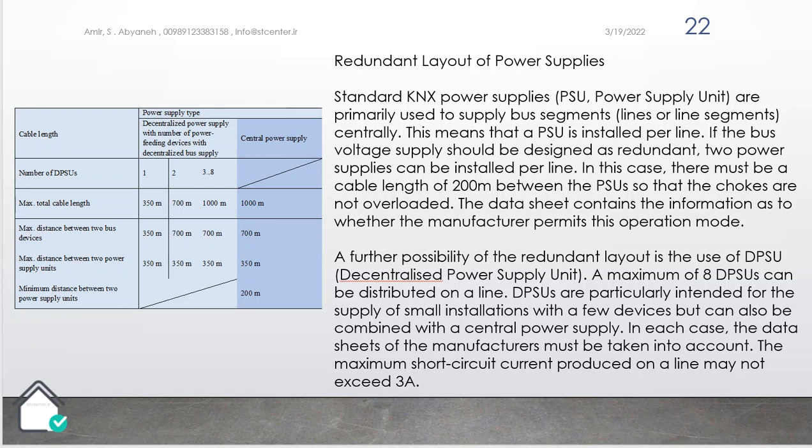But this is not used in a majority, okay? So you can only have some idea about it. In my opinion, it's not the main solution in KNX.